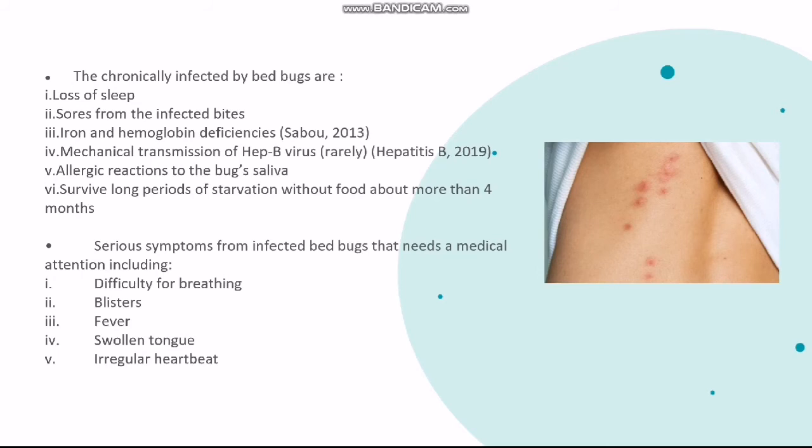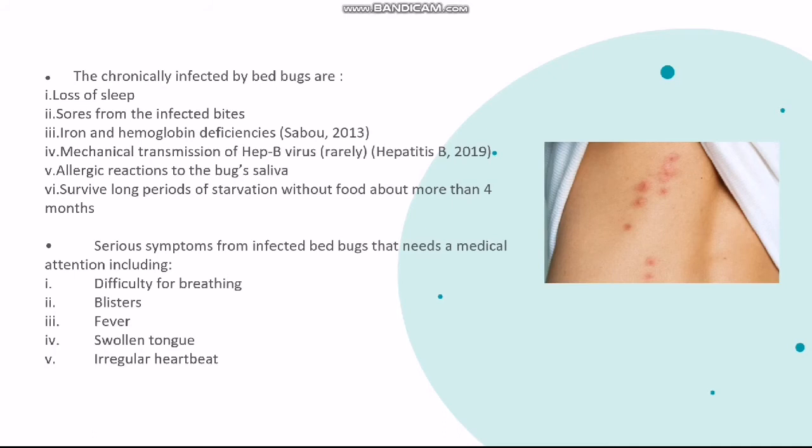The infected bites also cause a burning, painful sensation. Thirdly, bedbugs cause iron and hemoglobin deficiencies. As the bedbugs feed on people, it can cause the body to become stressed and blood volume to become low, iron levels might be too low, or the person may become anemic.